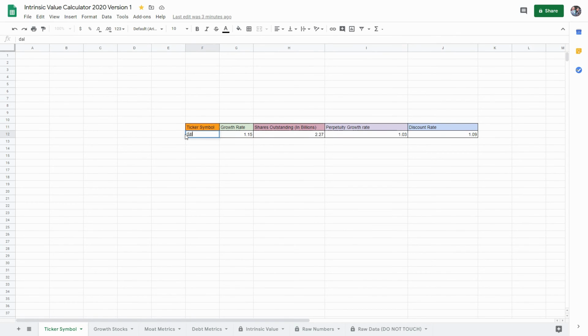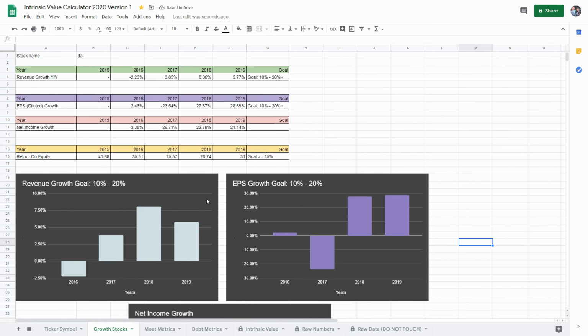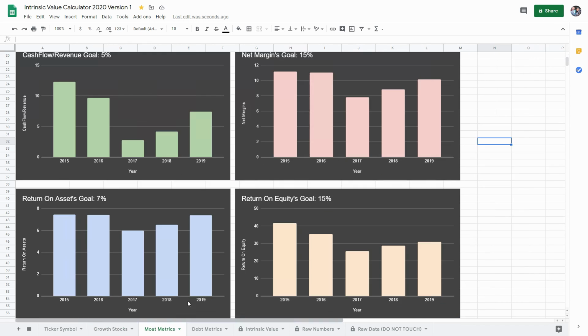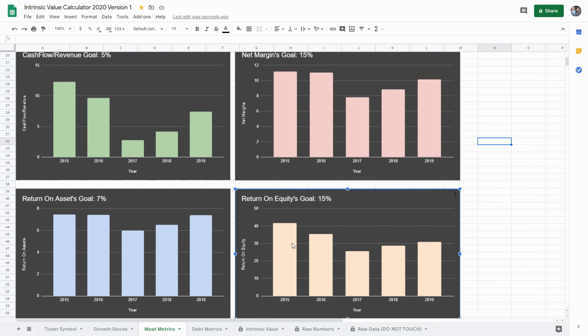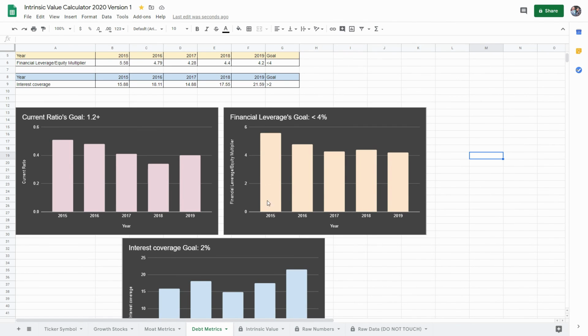This is Delta. Delta actually hits some of the metrics, but not all of them. Revenue growth is lacking and net margins are a bit low, but that's just the industry that they're in. But other than net margins, the other 3 metrics are pretty decent. If we use this financial leverage metric mentioned earlier, we can see it's sort of leveraging its assets more with debt, which makes it a little bit riskier. And the current ratio is not at all where it should be, or at least for our goals.